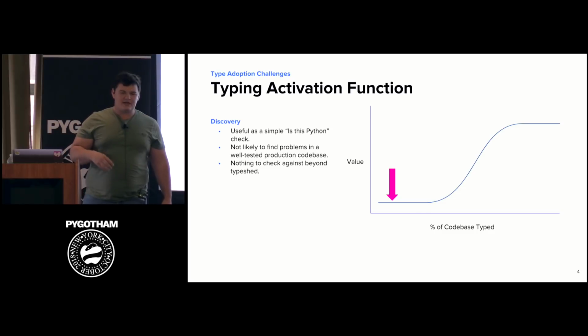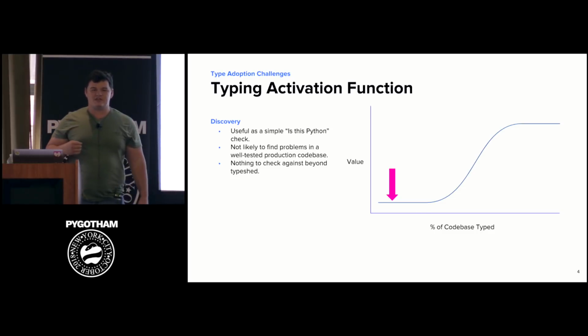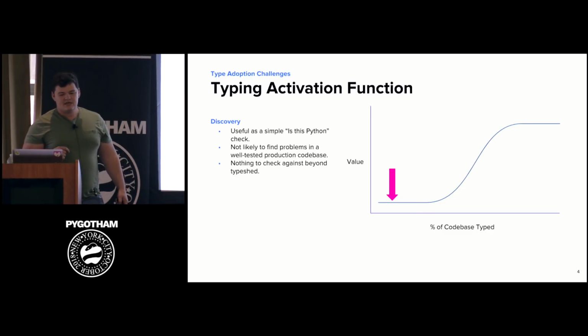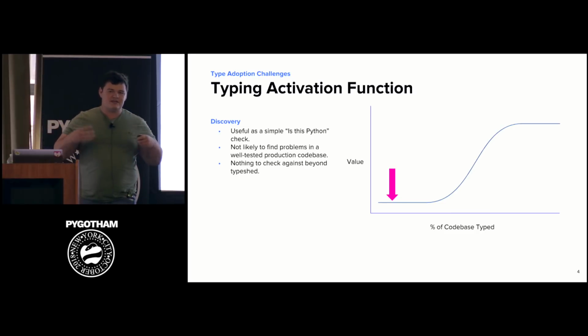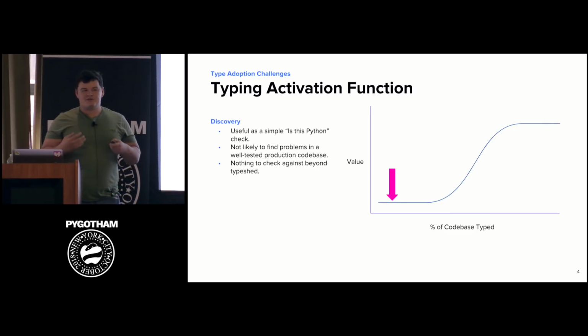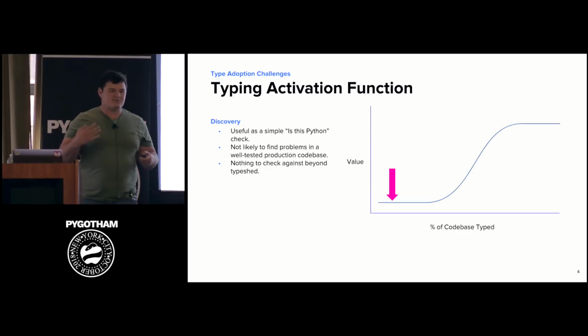But it's not all sunshine and rainbows. When you're first starting to, I like to think there's a bit of an activation function when it comes to adopting types. When you're first adopting types, there's really not a ton of value, to be totally honest, because there's really nothing to type check against. There's typeshed, which has the standard library and some common third parties, but you're not going to find any bugs, and it's a bunch of work, and sometimes a lot of projects just die here.